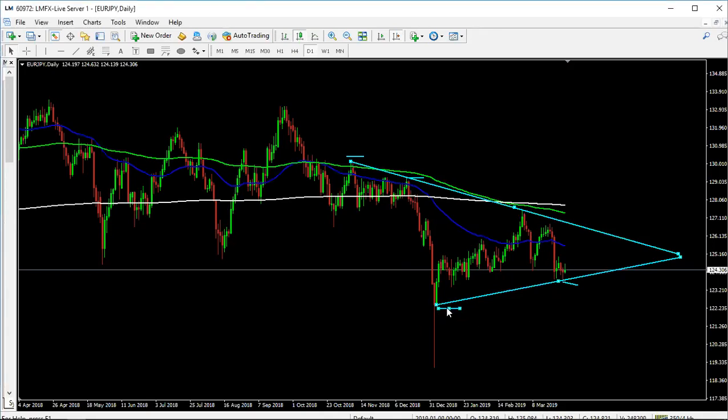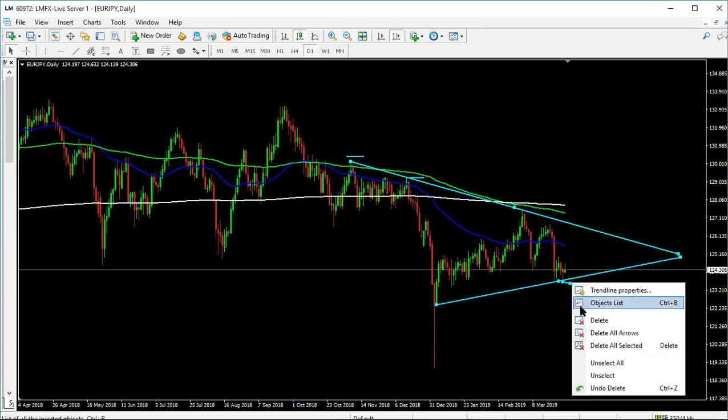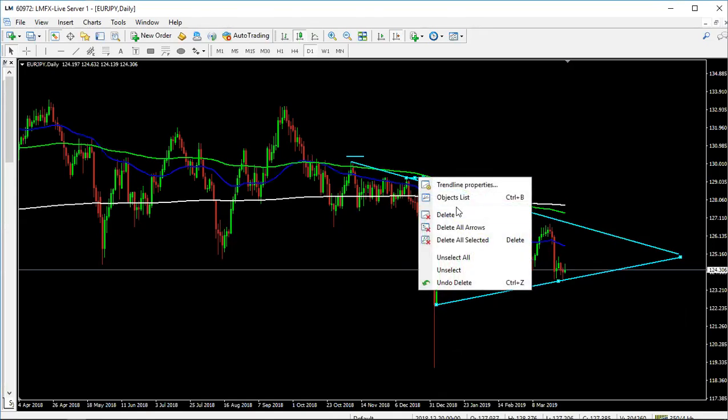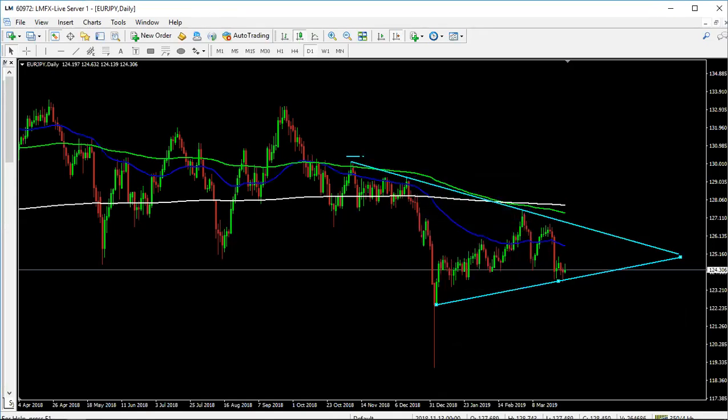Now with the symmetrical triangle, what you're looking for, first you need to identify trend. Is this triangle working to the downside or to the upside? It's difficult to tell at times.